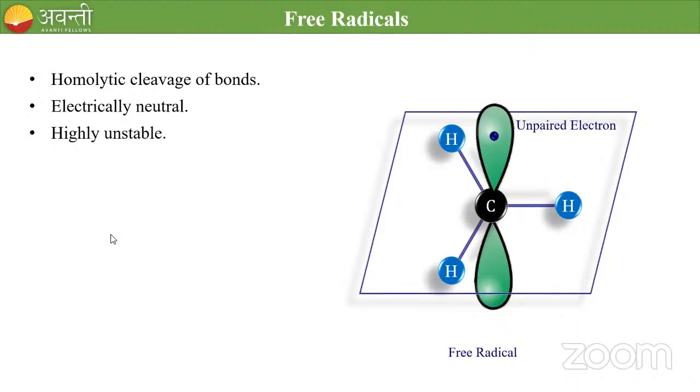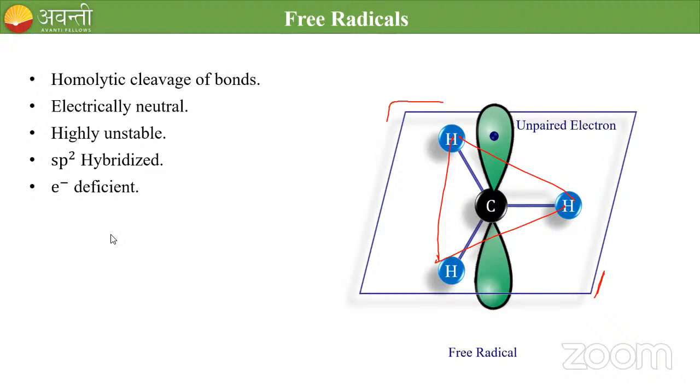The hybridization of a free radical will be sp2. You all know sp2 hybridization, trigonal planar in geometry, right? Can you all see the trigonal planar geometry? So this is the plane. Okay, trigonal plane. So it is occupying the trigonal planar geometry by having sp2 hybridization.